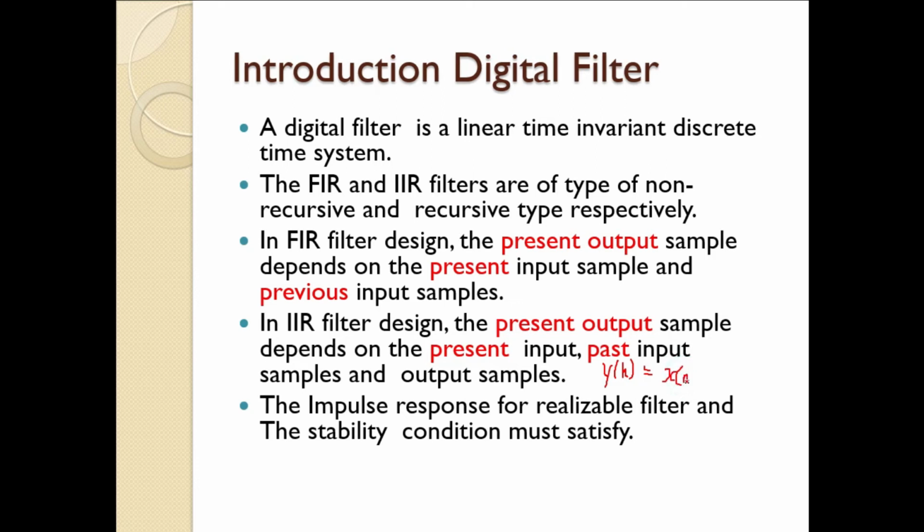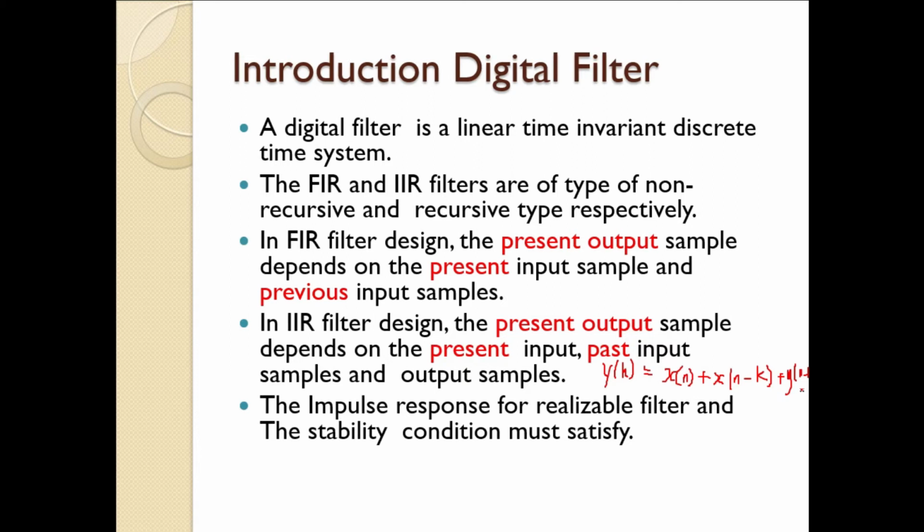and past inputs. Past input is our x[n-1] or x[n-2] or minus any value, which I can say is x[n-k]. And the output sample can be your y[n], or y[n-1], or any other. Just go like this. So this one is an IIR filter design.